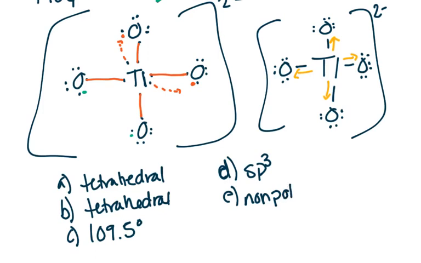When your electronegativities compete, you're going to get a nonpolar molecule. When they add together, you're going to get a polar molecule. The last one, it asked for resonance. Because I don't have any double bonds there, there is no resonance.